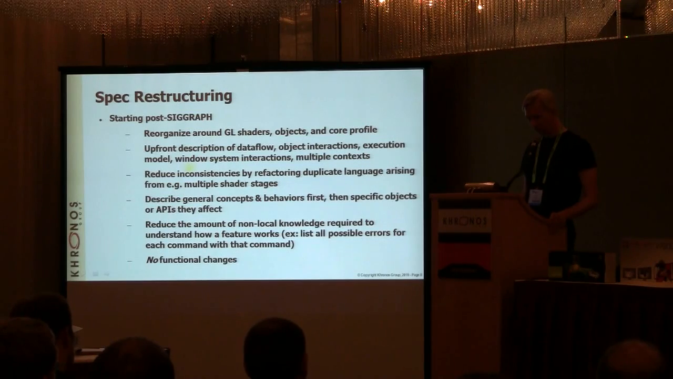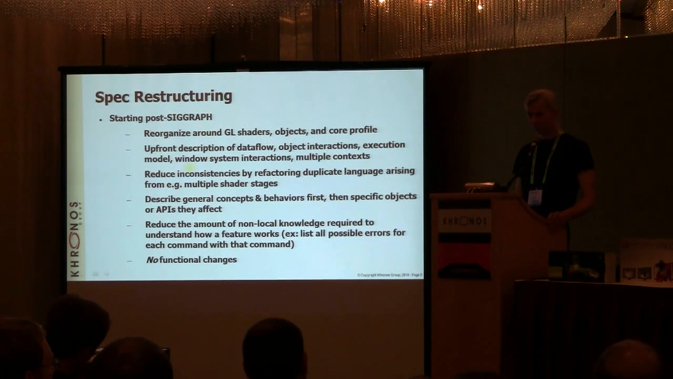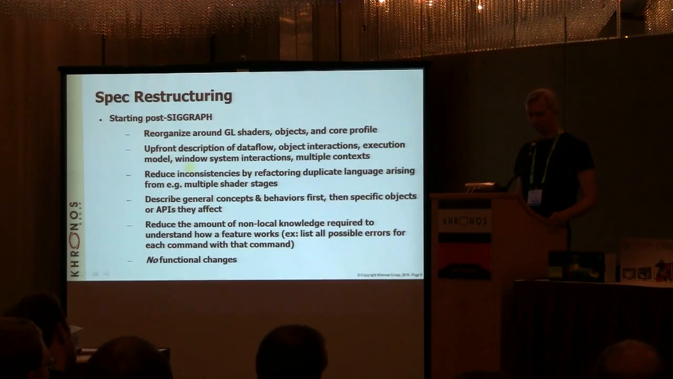So starting shortly after SIGGRAPH, we have the ARB signed off on this and have an outline for what we want to do now. We're going to reorganize the spec without adding new functionality around shaders, objects, and the core profile API. We'll start off describing data flows, such as, for example, the diagram that Barthold had up at the beginning of this talk, and it's on the back of the t-shirts we'll be handing out. Okay, so where does data come from? Where does it go to in the system? How do the objects interact? What's the execution model? How do you interact with the different window systems that you may be embedded in? How do multiple contexts share data and interact?